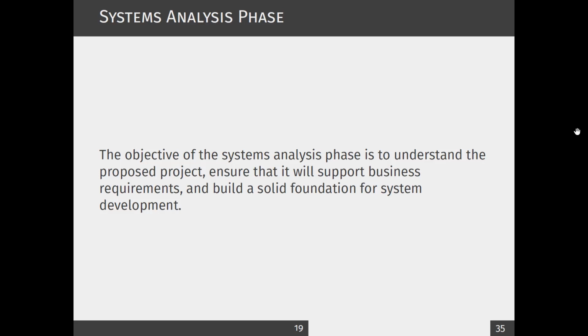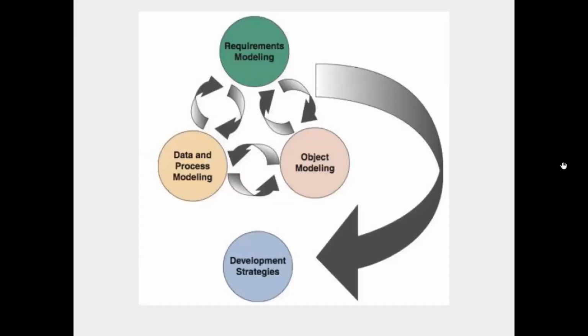So what should happen in the system analysis phase is we need to understand the project, ensure it will support business requirements, and build a solid foundation for system development, right? So modeling takes a significant role here. When you talk about development, you can use various techniques. You can have requirements modeling, you can have data and process modeling, you can have object modeling. Once you have this, then you can think about the development strategies.